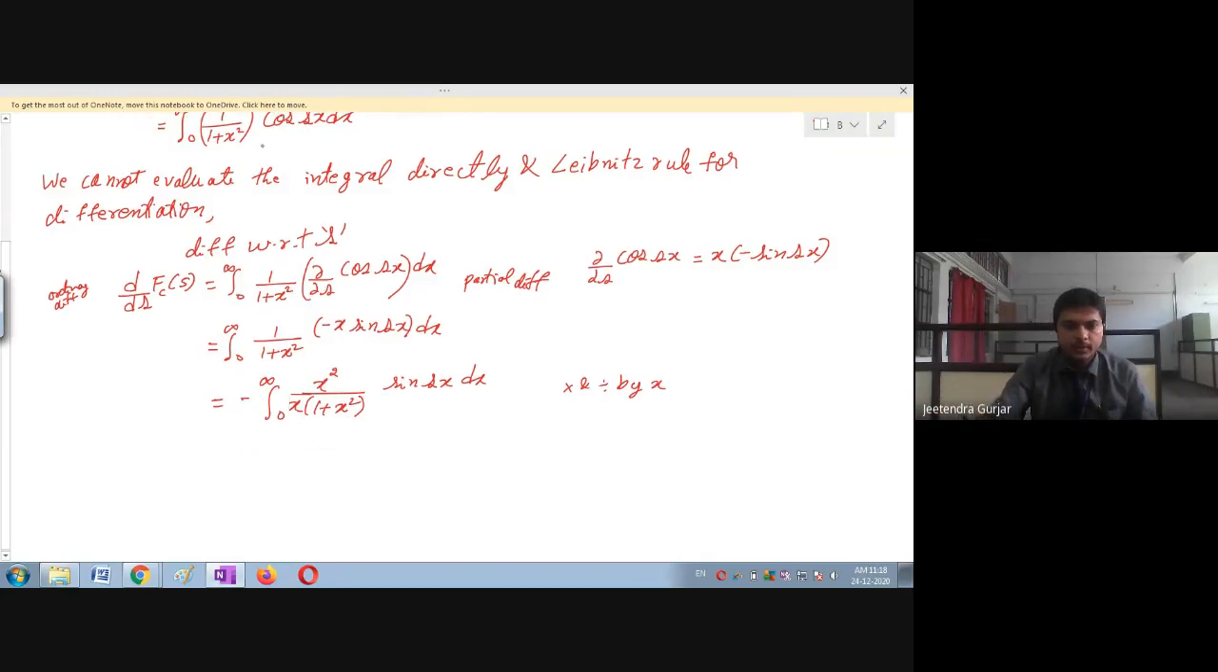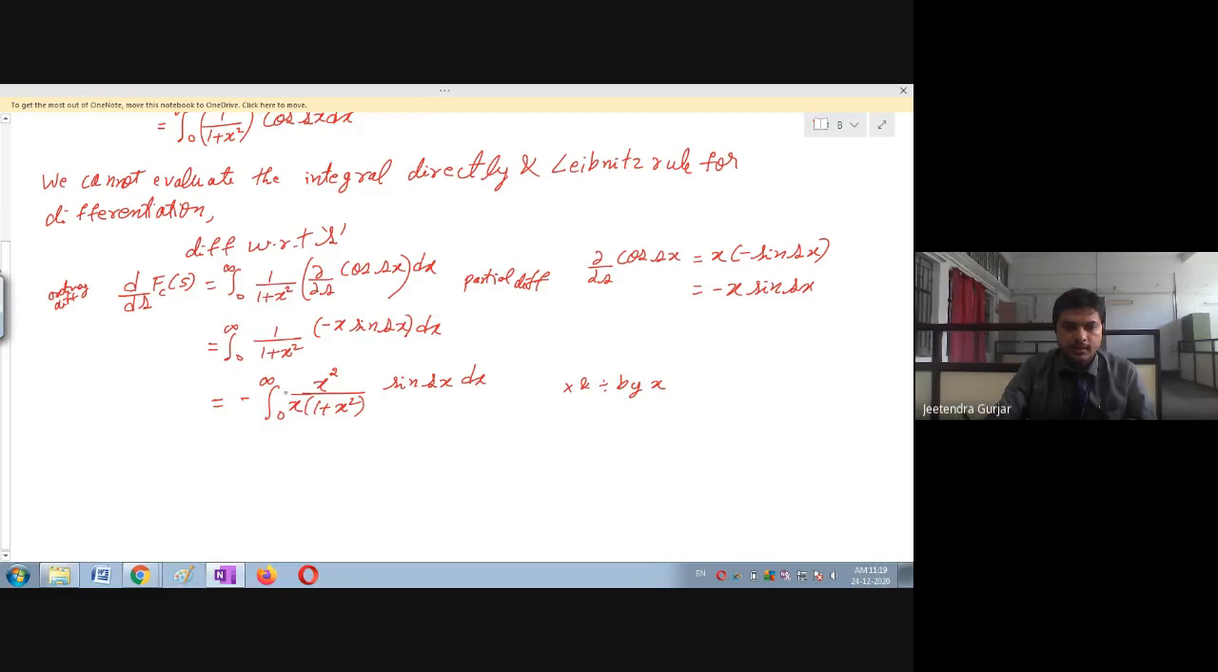I cannot modify this integration. I cannot apply the integration sign directly. Therefore, I am going for modification. I have used the rule for differentiation: dou upon dou s of cos sx is equal to x times minus sine sx, or we also write this as minus x sine sx. So this I have substituted in this formula.